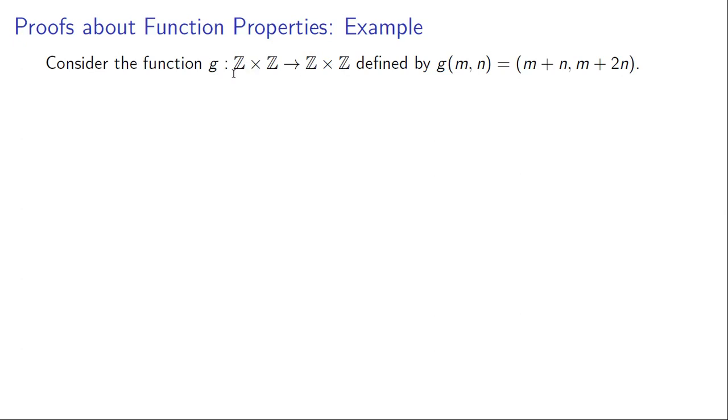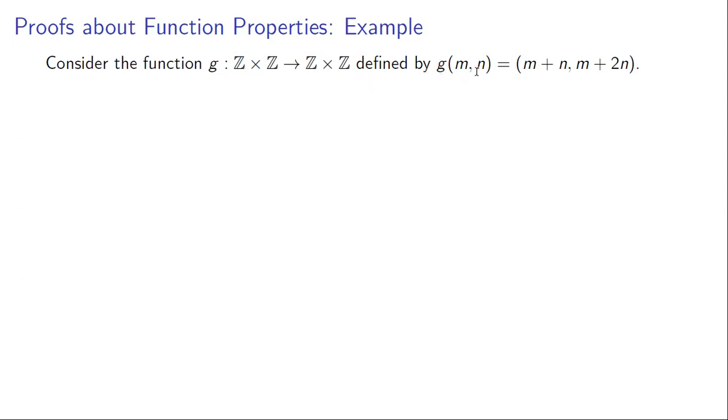Normally, a function has a number as input, right? So like an element of z or an element of r. Here, the function has an ordered pair as the input. So it's an element of z cross z. That's the input. In addition, the output is not a single number, but rather it's a pair of integers. So it's an element of z cross z. So it's a function from z cross z to z cross z. And here is how it's defined.